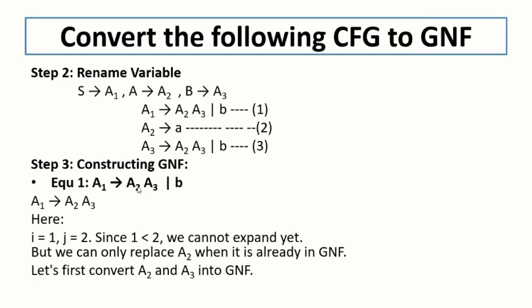In step 3, we are going to construct the Greibach normal form. In equation 1, A1 tends to A2 A3 or b. Take the base values: i value is going to be 1, j value is going to be 2. Since 1 is less than 2, we cannot expand it; leave the production as it is as per the rules, but we can only replace A2 because A2 contains the production terminal symbol a, which is already in Greibach normal form. Let's first convert A2 and A3 into Greibach normal form, then finally we will convert the A1 production.